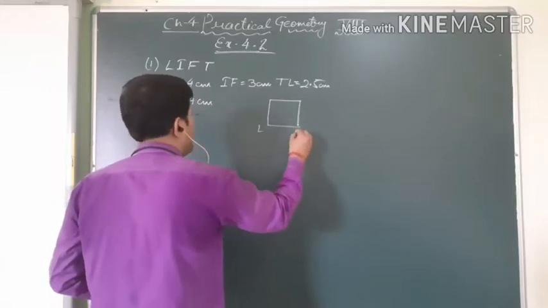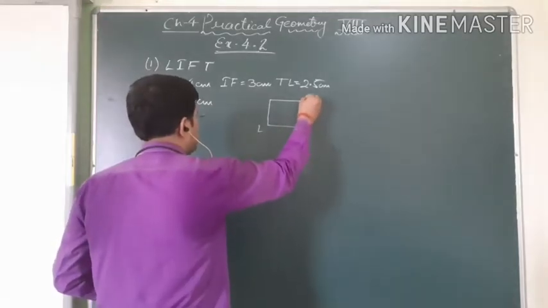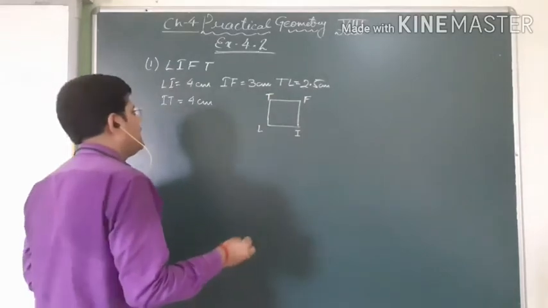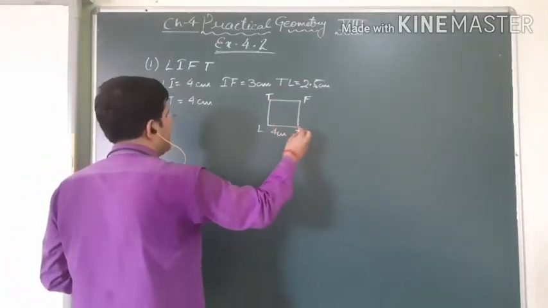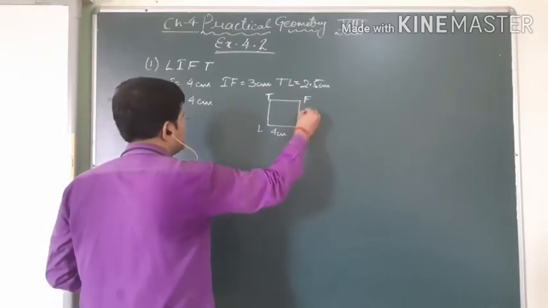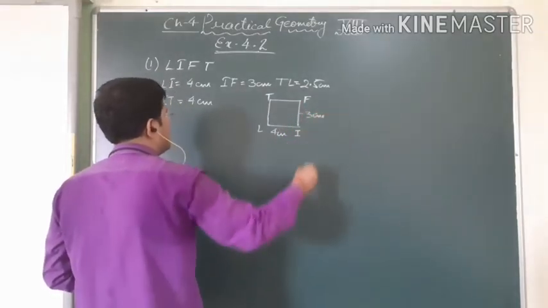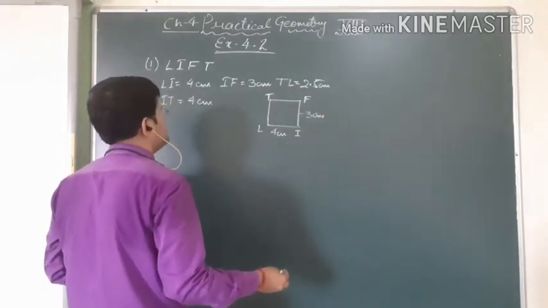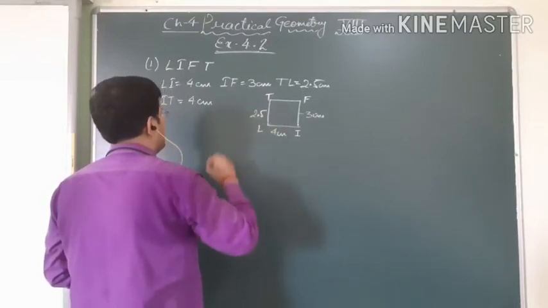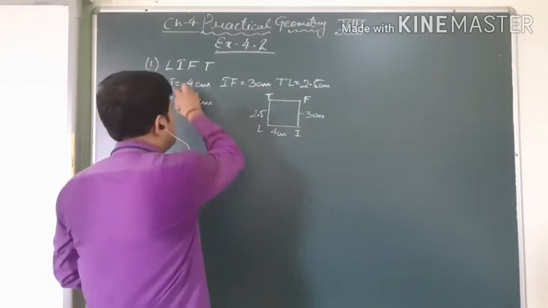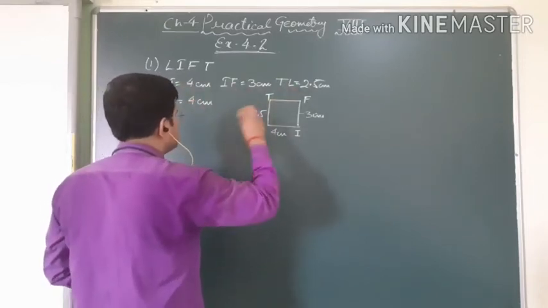LIFT. So LI is 4 cm. IF is 3 cm. And TF is not. TL is equal to 2.5. And IT is given as 4 cm.